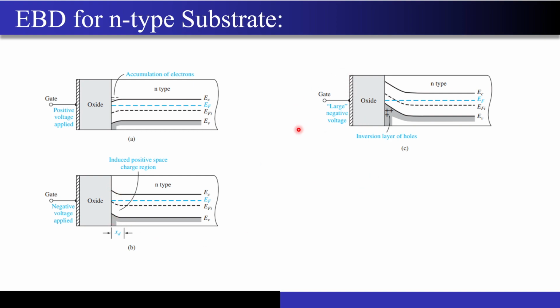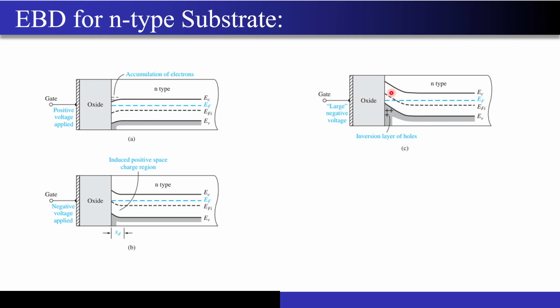And when you apply a large negative voltage, what happens? The same case will happen. The EFI over here was always below the Fermi level. There will be some voltage at which this EFI will actually cross the EF, right? And this is the part that I'm trying to show over here. The EFI has actually crossed the Fermi level.